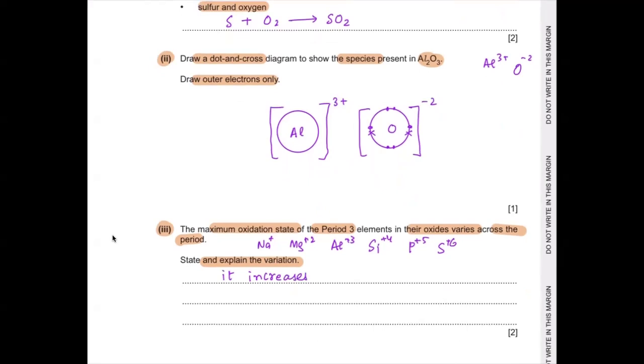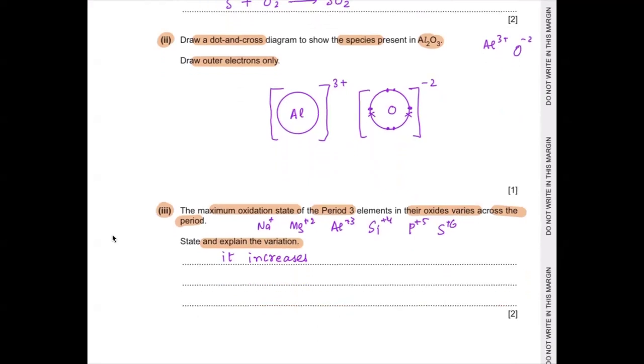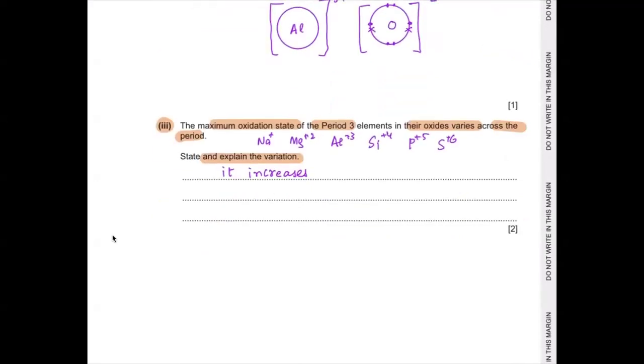And why is it happening? Because you see that the oxidation number is actually equivalent to the number of electrons in their valence shell. So as we move across, the number of valence electrons increases. Is this clear to all of you?